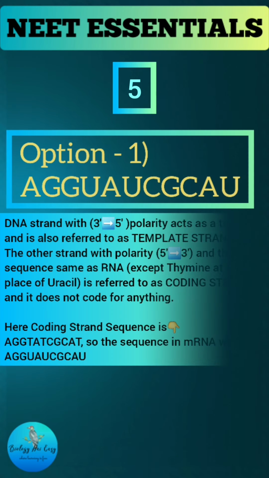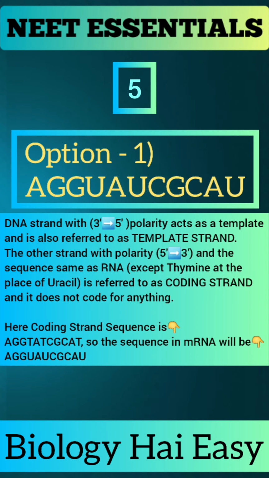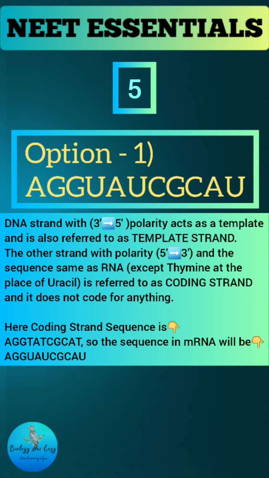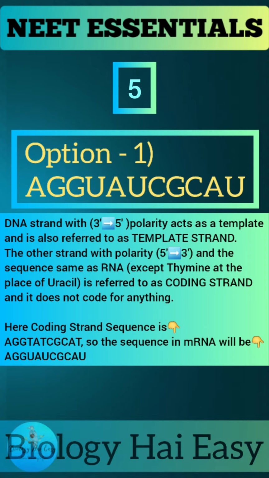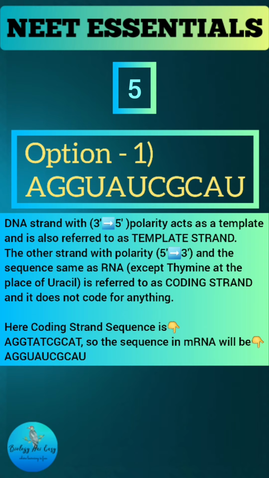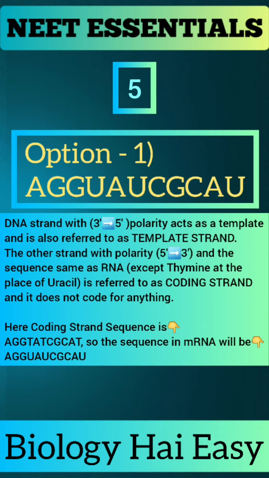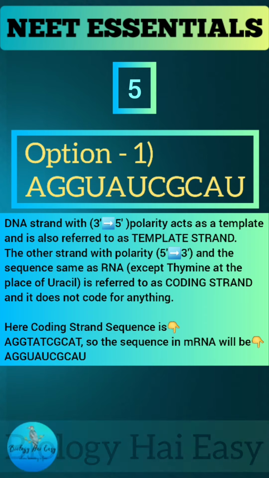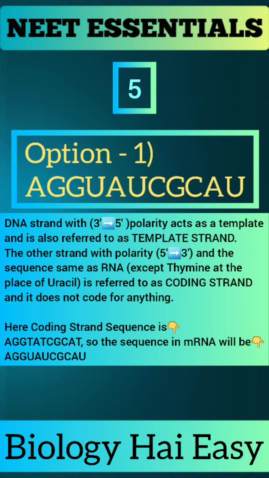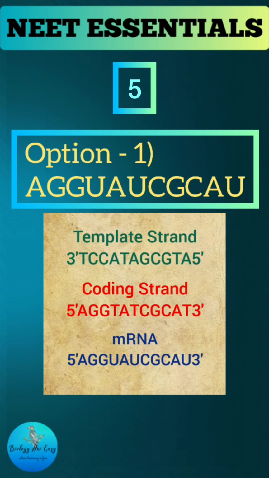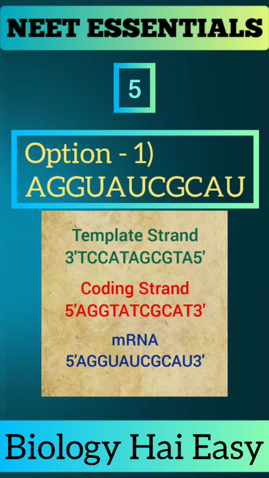And the answer is AGG, UAU, CG, CAU. DNA strand with 3' to 5' polarity acts as a template and is also referred to as template strand. The other strand with polarity 5' to 3' and the sequence same as RNA is referred to as coding strand. So, the sequence in template strand, coding strand and mRNA is given below.